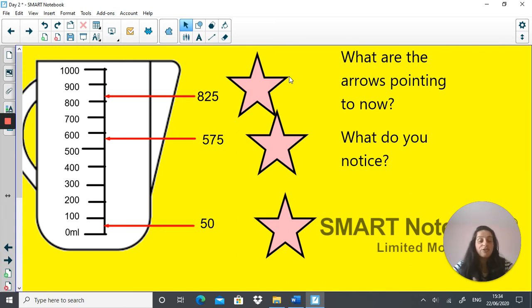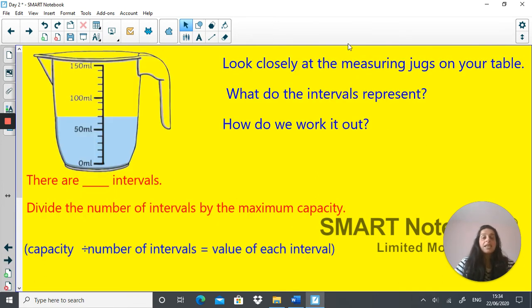If you got those right, good job. You're doing very well. If not, don't worry, we're practicing some more. And here we go. So look closely at the measuring jugs, not on your tables. Let's look closely at this jug over here, okay?